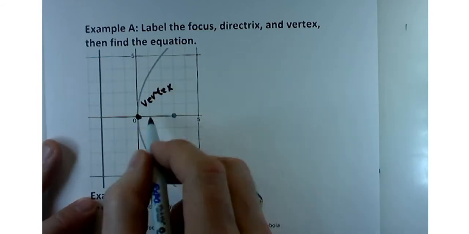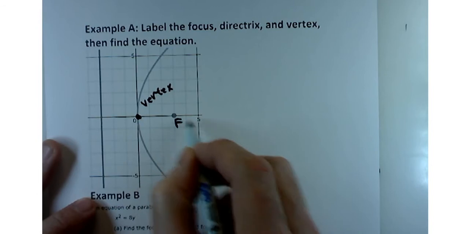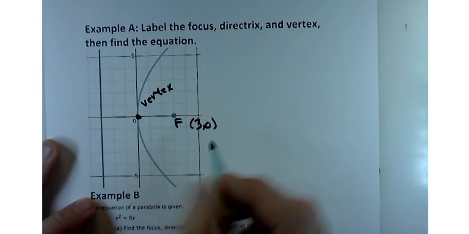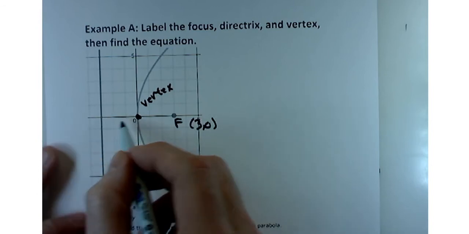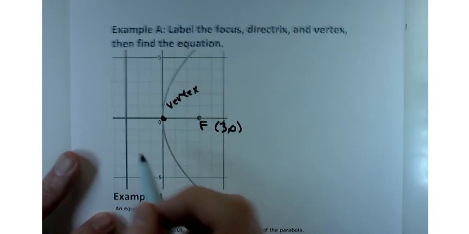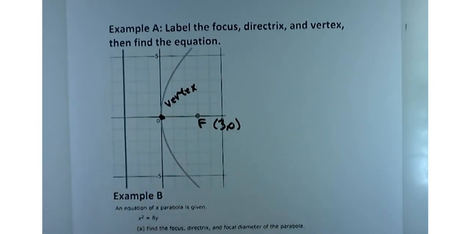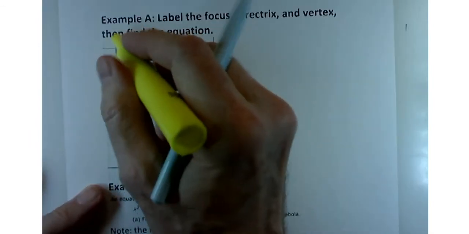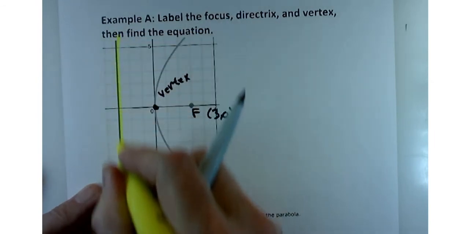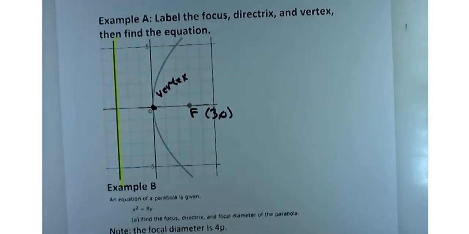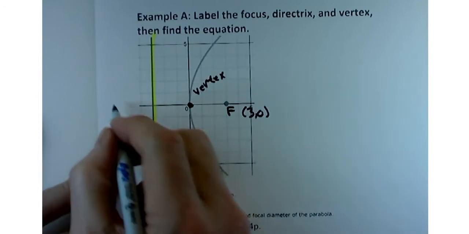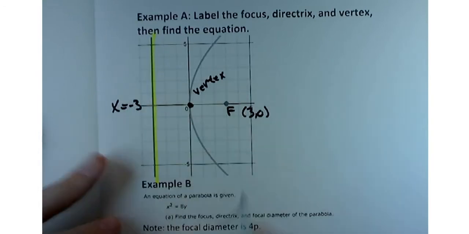The focus is going to be right here at 3, 0. And then 1, 2, 3 spaces to the left, that's going to be this vertical line right here. And that vertical line is your directrix. What's the equation of the directrix? Well, it's x equals -3.